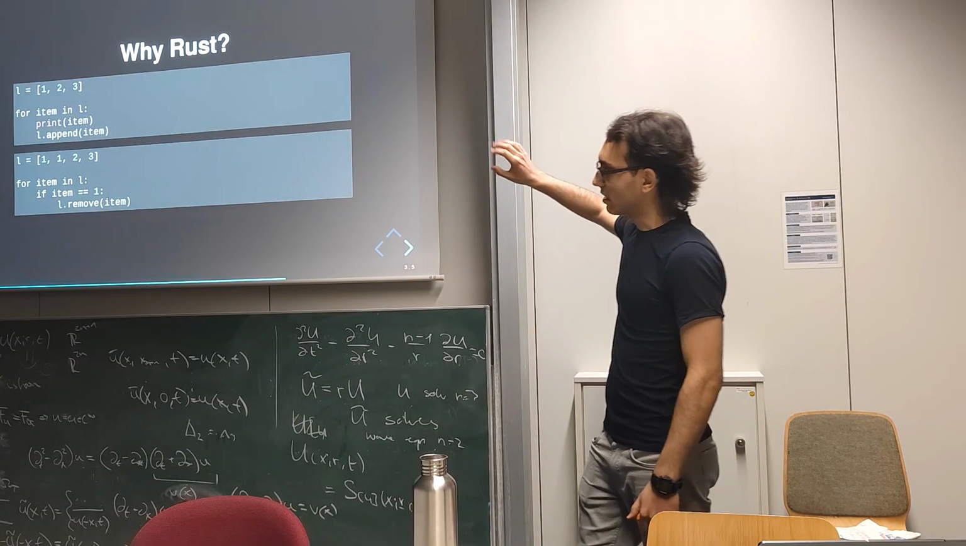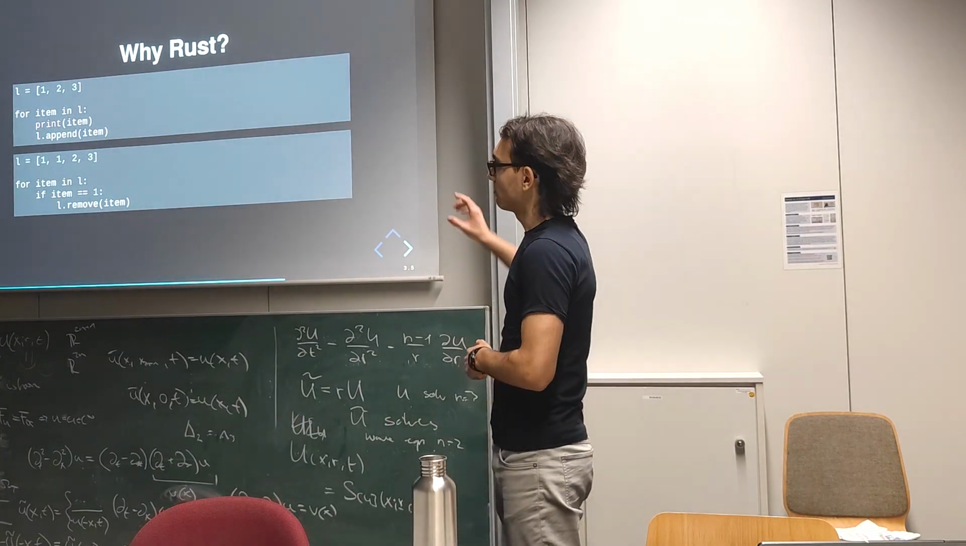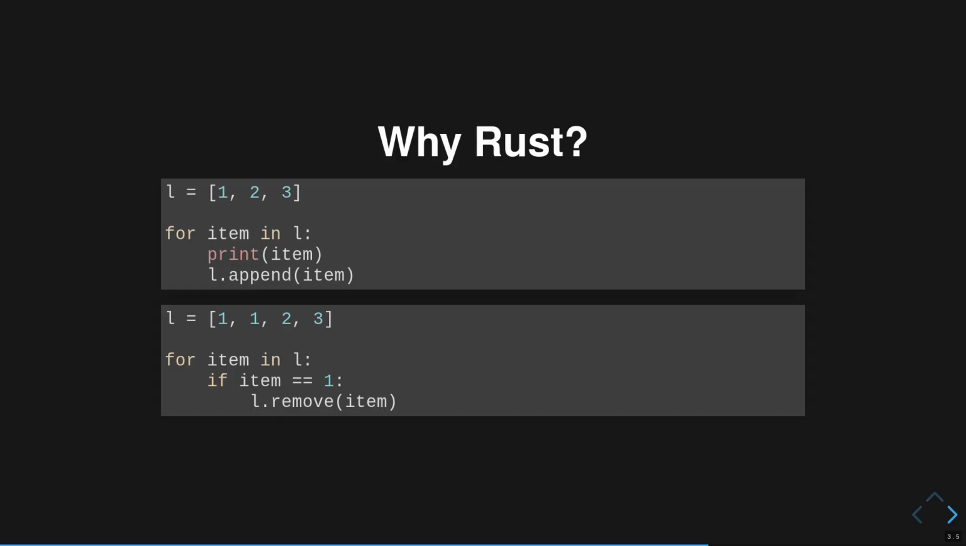So let's take a look at this actually very short and actually trivial example. This is Python code, and you have a list with the items 1, 2, 3, and then we have this loop. So one question is, what would you expect as the output of this program?